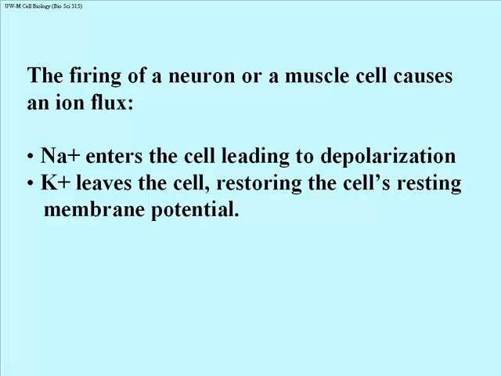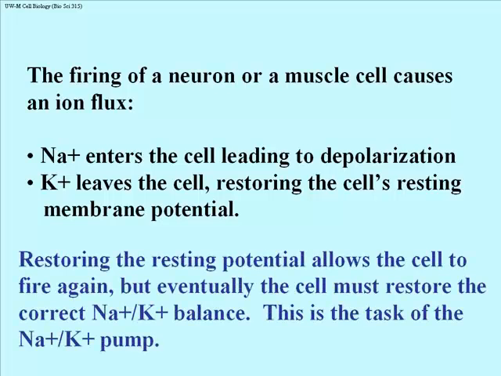And a cell can be excited several times like this, and each time it's excited, the resulting ion flows will cause sodium, which is at higher concentration outside the cell, to rush in, and to complete the action potential, potassium will then rush out, both events being mediated by these voltage-gated channels. But there's a problem. You can restore the resting potential, which will allow the cell to fire again. But at some point, you will have put so much sodium in the cell and lost so much potassium from the cell that the cell will no longer be able to fire properly.